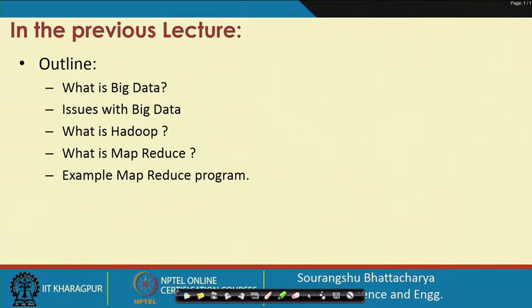Just to recall, in the previous lecture we saw what big data is and the motivation for big data processing. We saw the issues you face while trying to process big data. Then we saw the Hadoop system and the programming paradigm called MapReduce, and a few examples of MapReduce programs, and how to express a particular task in the basic MapReduce framework.